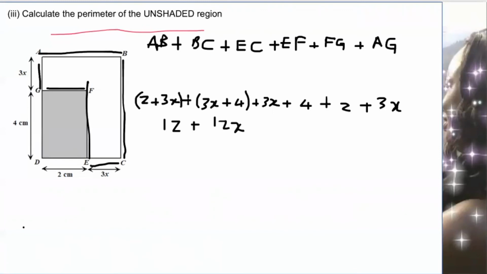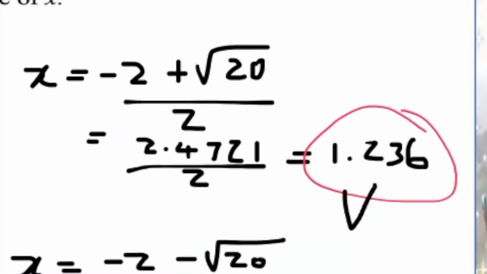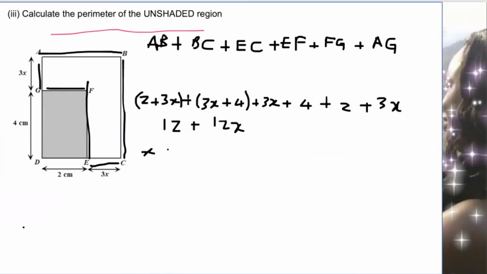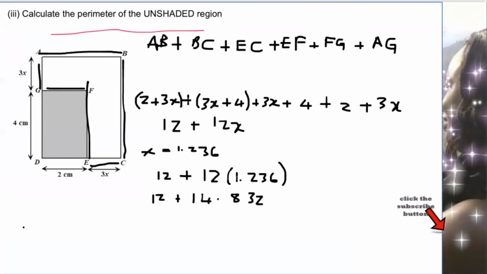Now, we need to substitute what is x. Remember, I had solved the quadratic and got x to be positive 1.236. So using that x value to substitute for x in the expression 12 plus 12x, I replace x with 1.236 and calculating it, I will multiply. So rewrite my 12 but multiply 12 times 1.236 and that will give us 14.832. So adding these two numbers, 12 plus 14.832, gives us 26.832 centimeters. And that is the perimeter of the unshaded region.